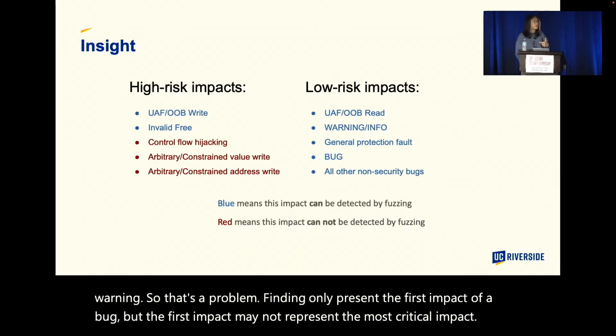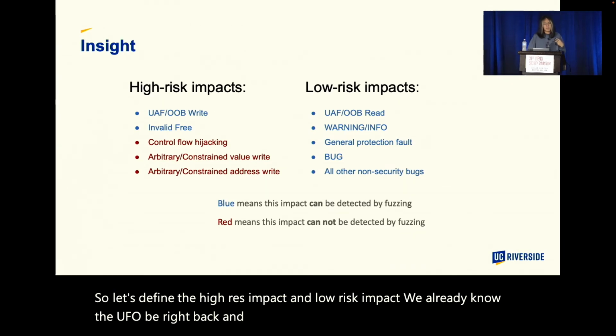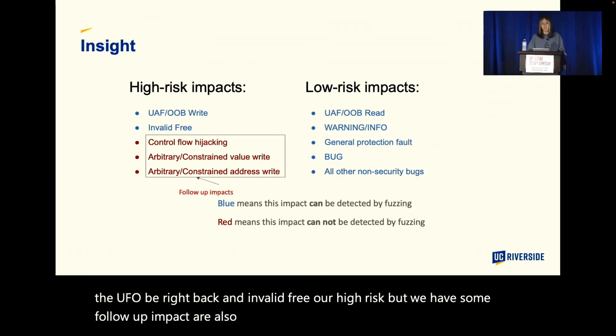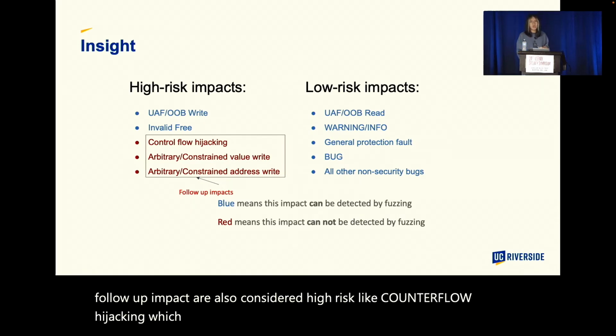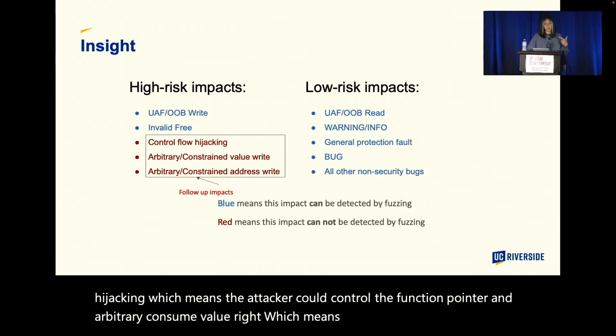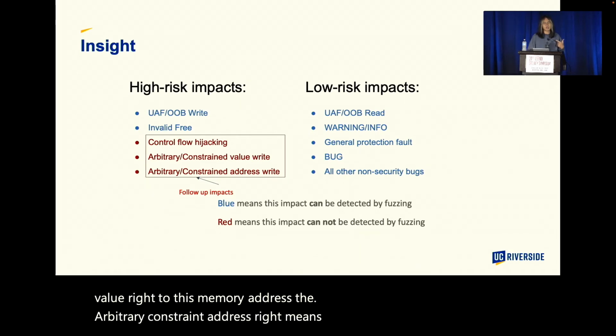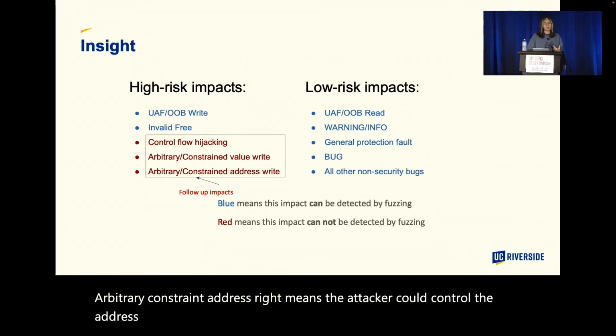So let's define the high-risk impact and low-risk impact. We already know the UAF write bug and invalid free are high risk, but we have some follow-up impacts that are also considered high risk, like control flow hijacking, which means the attacker could control the function pointer, and the arbitrary constrained value write, which means the attacker could control what value is written to this memory address.